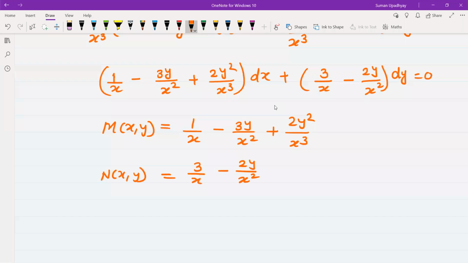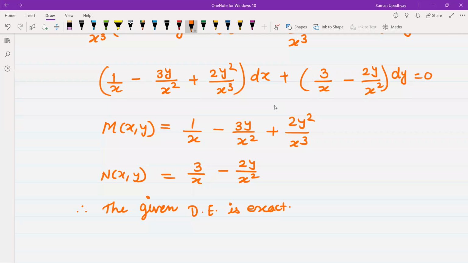And now if you calculate del M by del y and del N by del x, you are going to get them the same. They are going to come out to be the same, but there is no need to check it again. They are going to be the same after calculating del M by del y and del N by del x. Therefore, the given differential equation is exact.